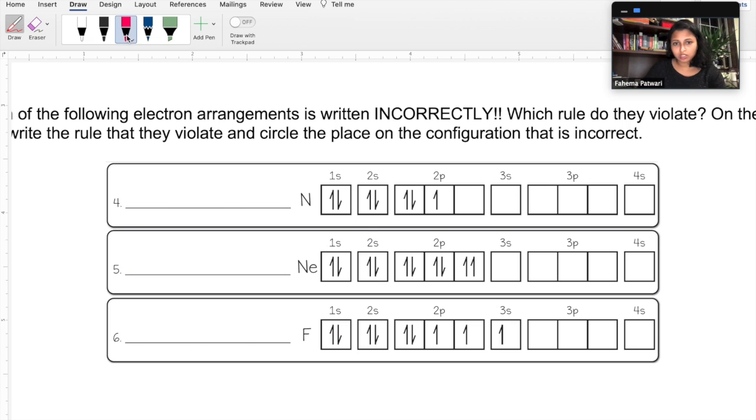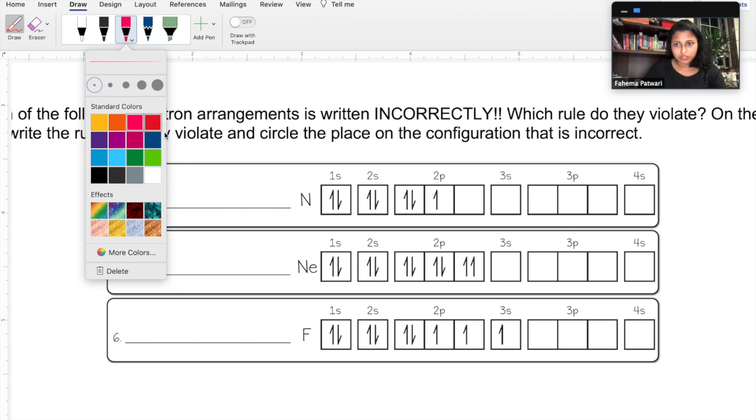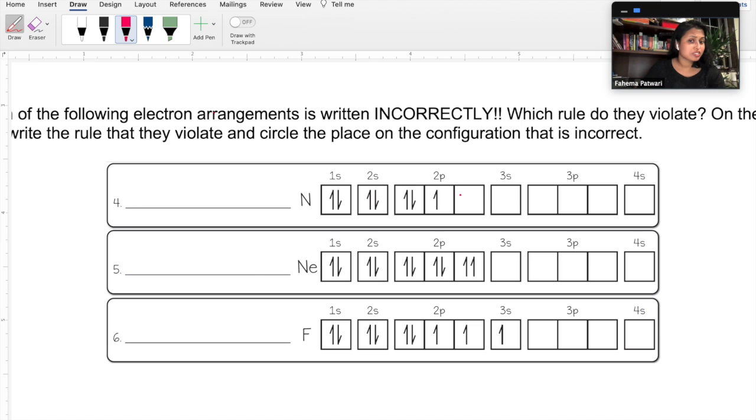let's take a look. The first one, we see there's an empty orbital in 2p, right? There's an empty orbital here, but there's a doubling up occurring. There shouldn't be any doubling up of electrons if there's an empty orbital. So what we're going to do is we're going to erase this guy. I'm going to move him and put him right here. Right, so that would be the correct version of that. So that was nitrogen.